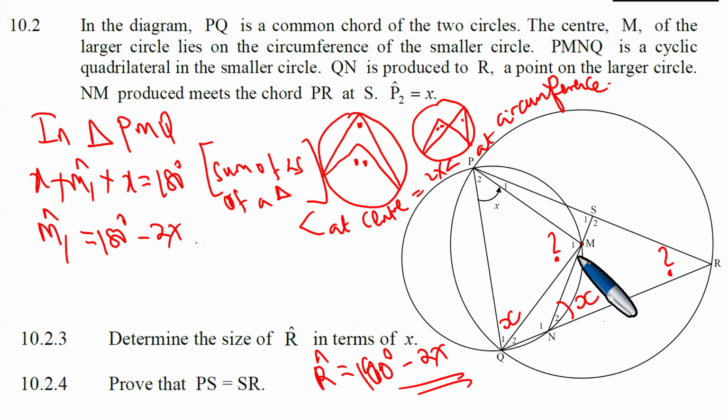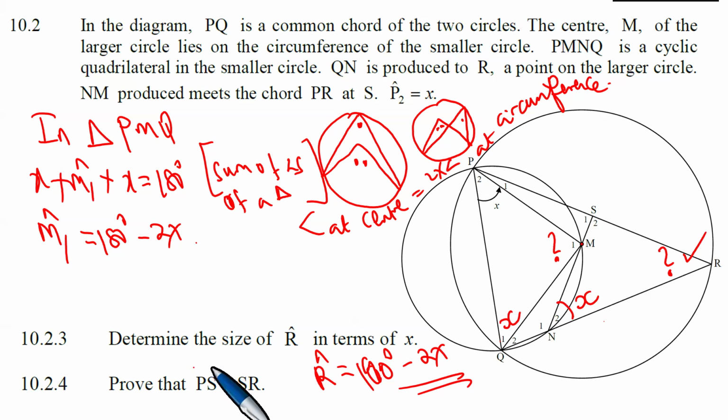But they don't want M1, because they can see it's easy. They want R. They want R in terms of X. So what do we do now? Since it's 2 times, I think we multiply by 2? Multiply by 2? Yes, multiplied by two.